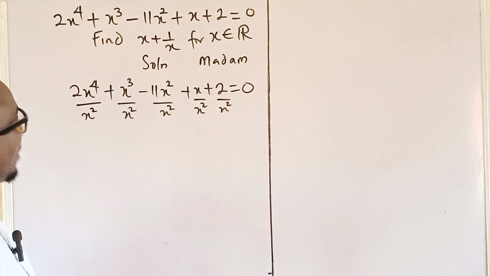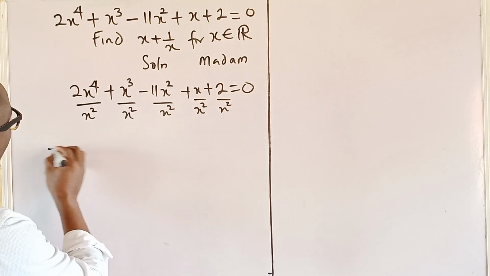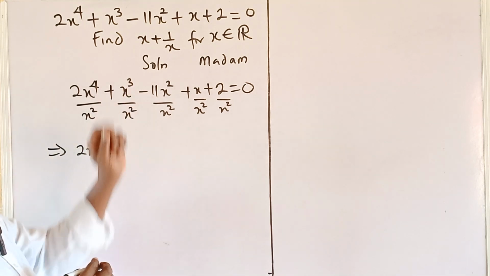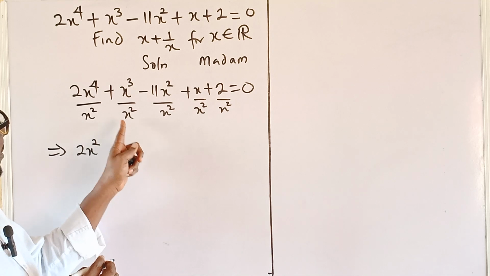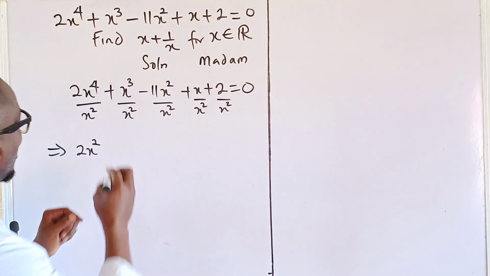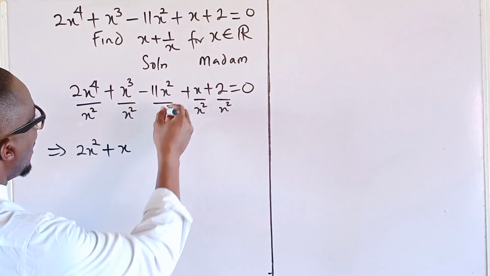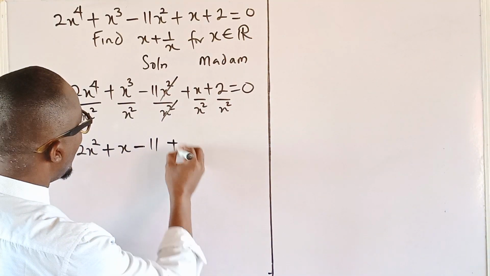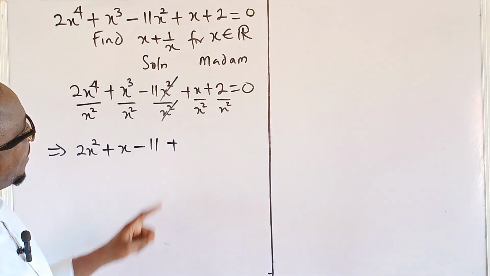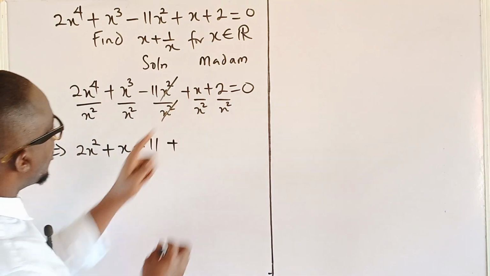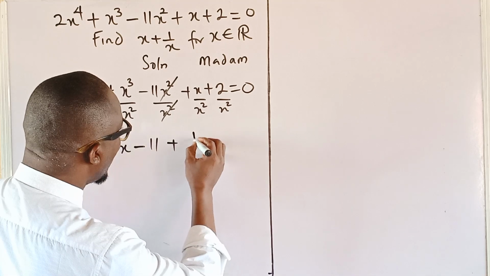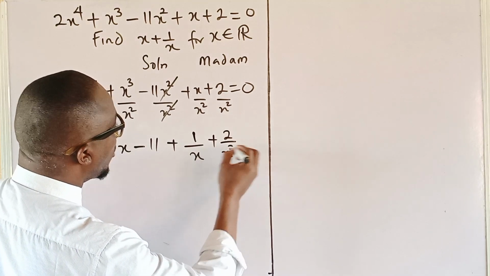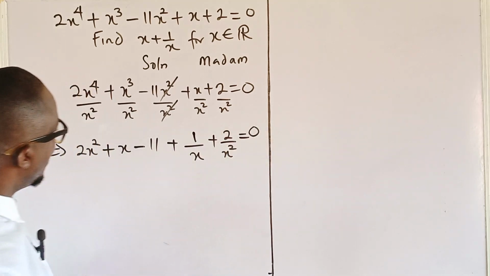So s squared divided into s to the fourth will give us 2s squared. S squared divided into s cubed, the s squared here, we delete 2 s's there, we have just s left. S squared, we annihilate each other here, we have -11. Here, s we divide from the top and bottom, so we are going to be left with 1 upon s. Here we have 2 upon s squared, everything equal to 0.